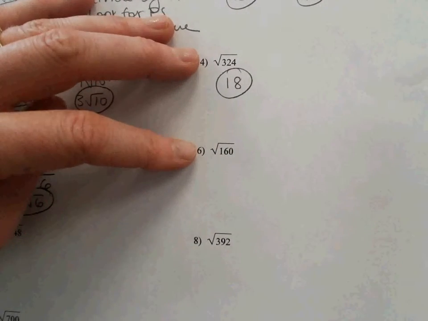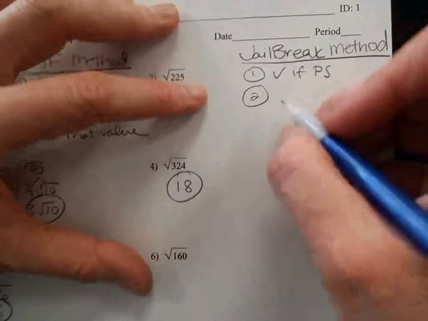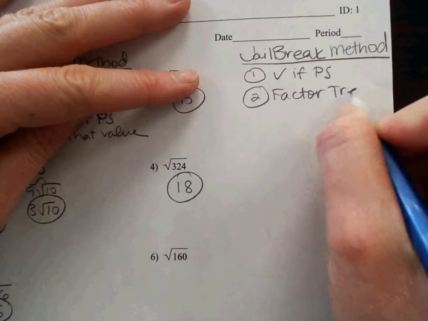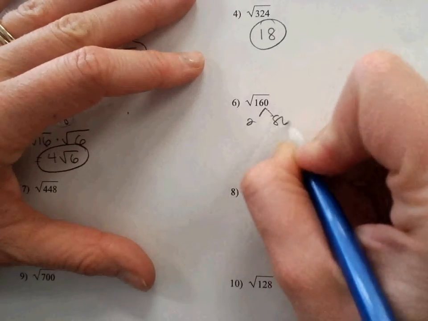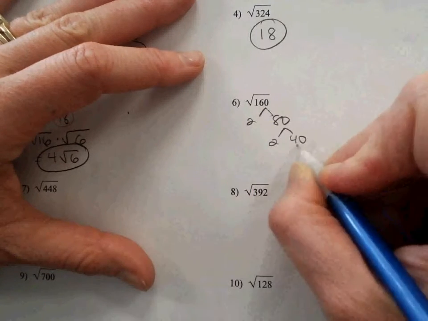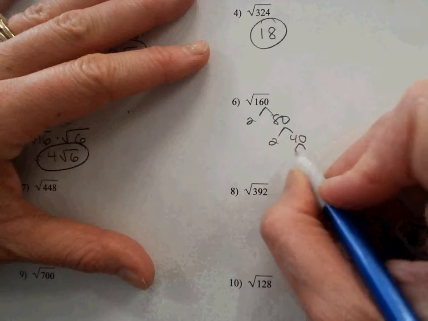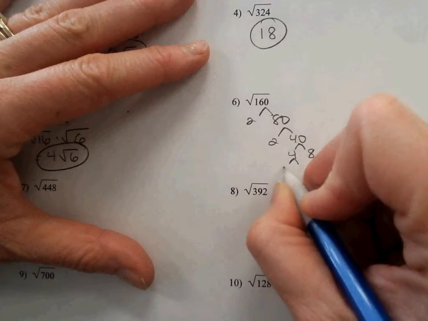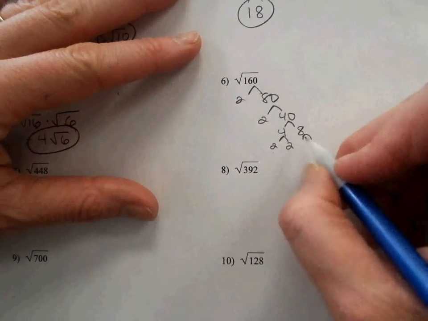160, is that a perfect square? No. So this is where we're going to apply my other method. So step 2 is make a factor tree. So I could do 120 divided by 2 is 80. And then 80 divided by 2 is 40. Remember, your factor tree could look like a lot of different things, but in the end, it has to have prime numbers as the last branch.